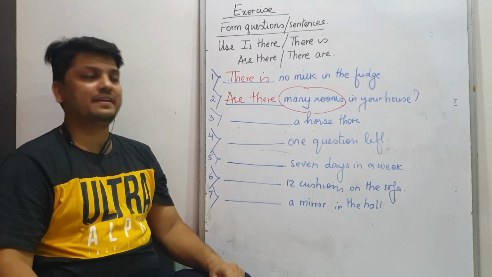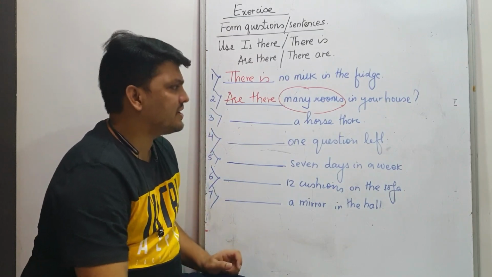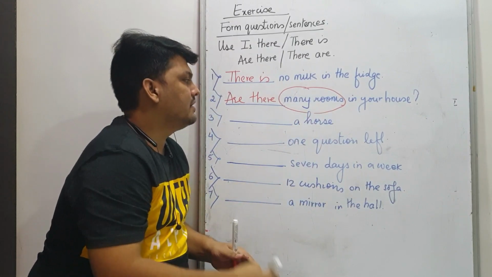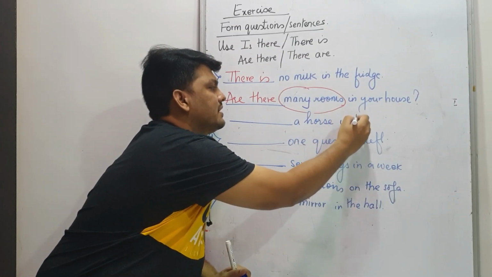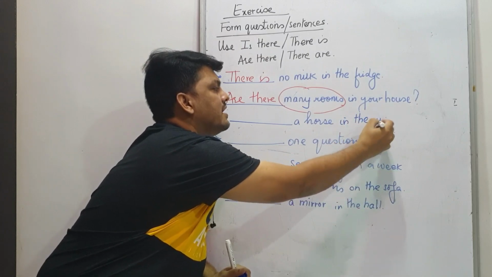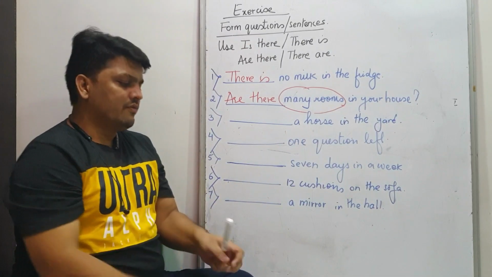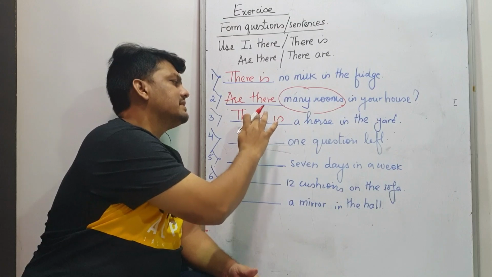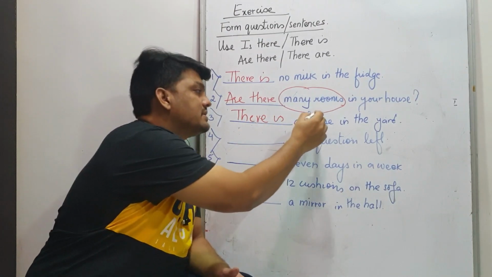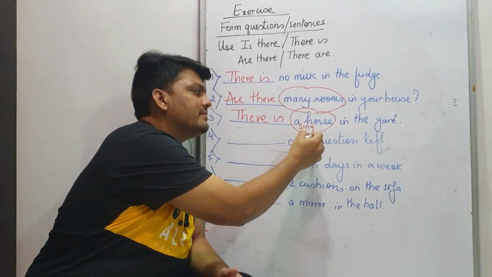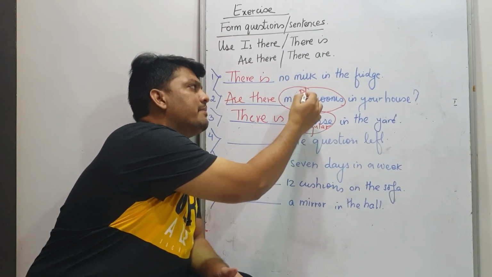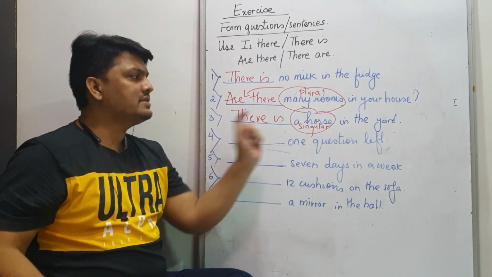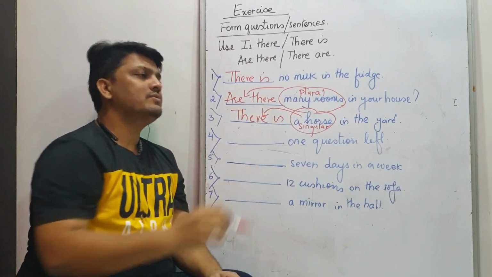Dash a horse there. So here you can just write there is, dash a horse in the yard. Okay. So what will you use here? There is a horse. Why? Because a horse is singular. This was plural. Because it was plural, I used are there. Because it is singular, I used there is.